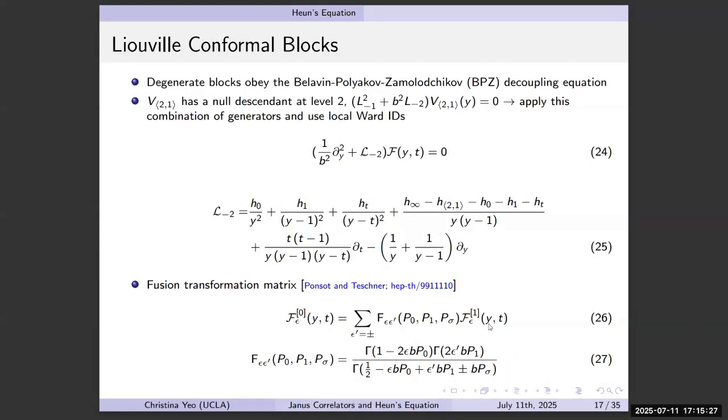And because we've put in a degenerate operator, they're going to obey the BPZ decoupling equation. We get that by looking at, well, we've inserted V_{2,1}, so there's a null descendant at level 2. So it's going to obey this equation. So we're going to apply this combination of generators to our conformal block, and then use the local Ward identities to turn them into differential operators. And this is the equation we get with the operator taking this form.